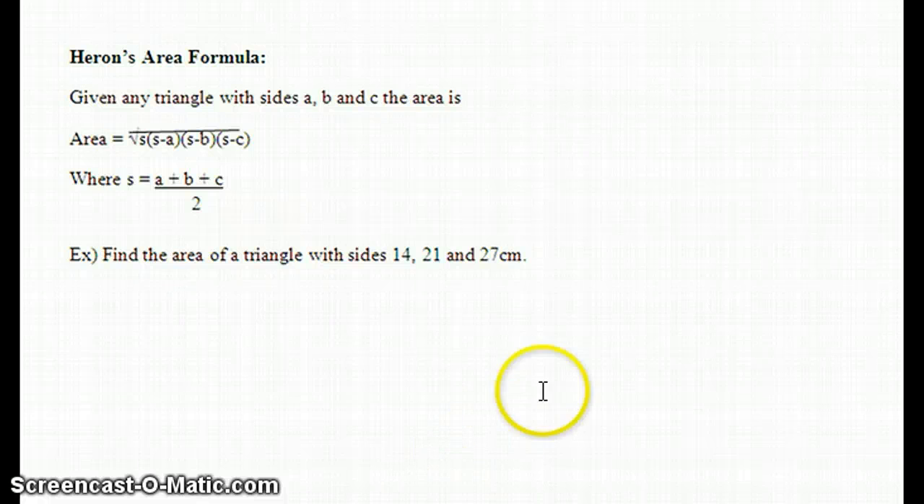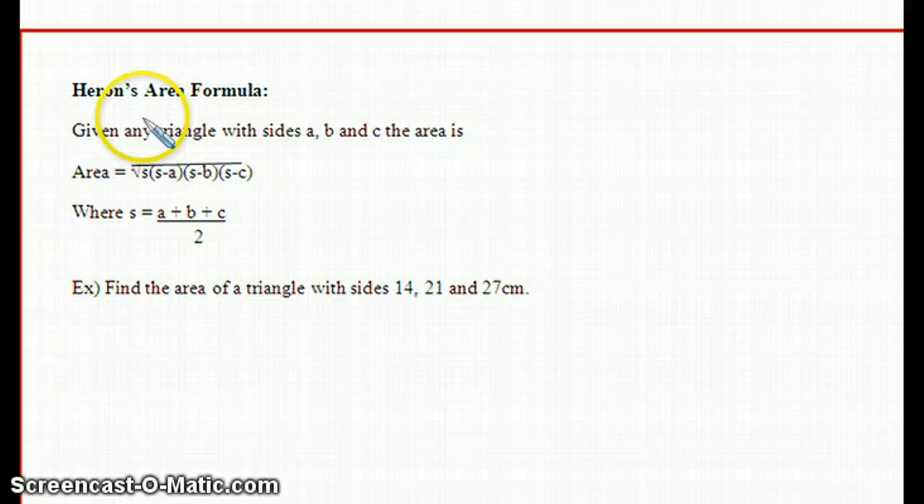Okay, the next problem we're going to talk about is now finding the area of a triangle, and we're going to use Heron's area formula to help us do this. We can use this formula if we only know the three side lengths of a triangle, and it's a non-right triangle. So here's what the formula says. The area is equal to the square root of S times (S minus A) times (S minus B) times (S minus C). And S is equal to all three side lengths divided by 2. Add up all three side lengths and divide it by 2.